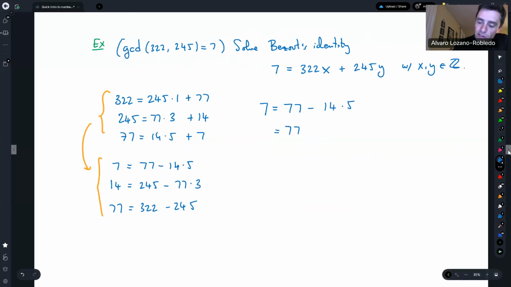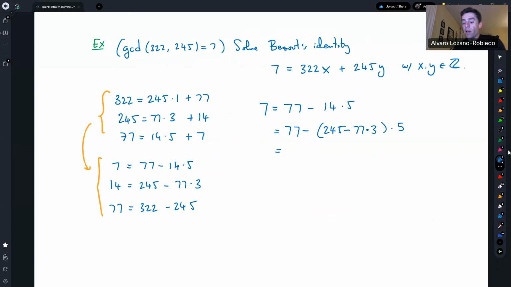So this is 77 minus 245 minus 77 times 3. This is a minus and this is a times, times 5. Now collect 77s and collect 245s. So this is 77, 1, and 3 more 77s. This is 4. No, what am I doing?